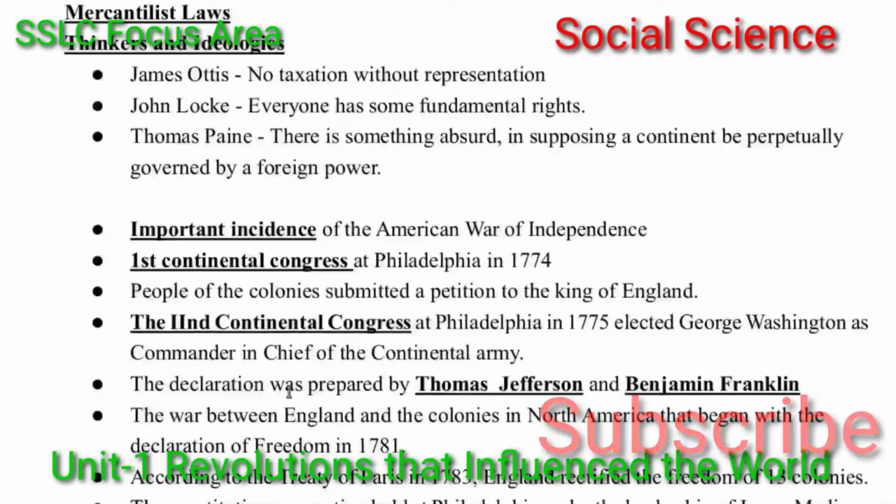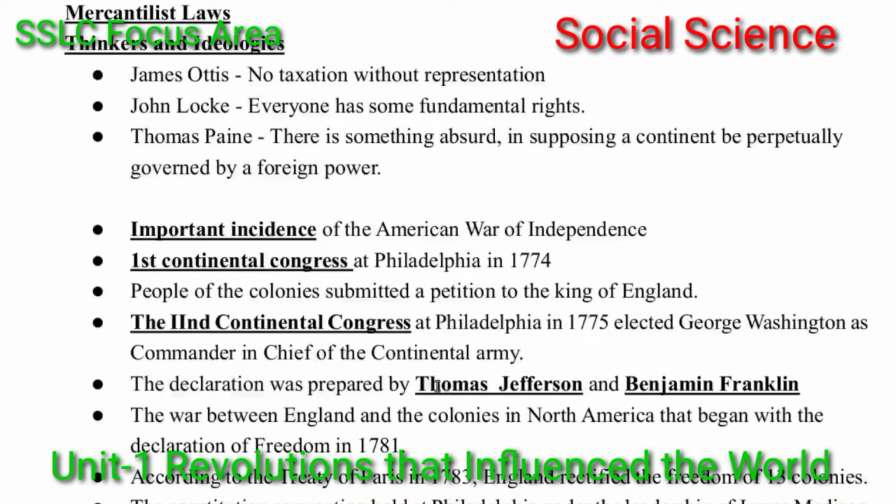And important incidents of the American War of Independence. First Continental Congress at Philadelphia in 1774. The people of the colonies submitted a petition to the King of England. Then the Second Continental Congress at Philadelphia in 1775 elected George Washington as Commander-in-Chief of the Continental Army. The declaration was prepared by Thomas Jefferson and Benjamin Franklin.